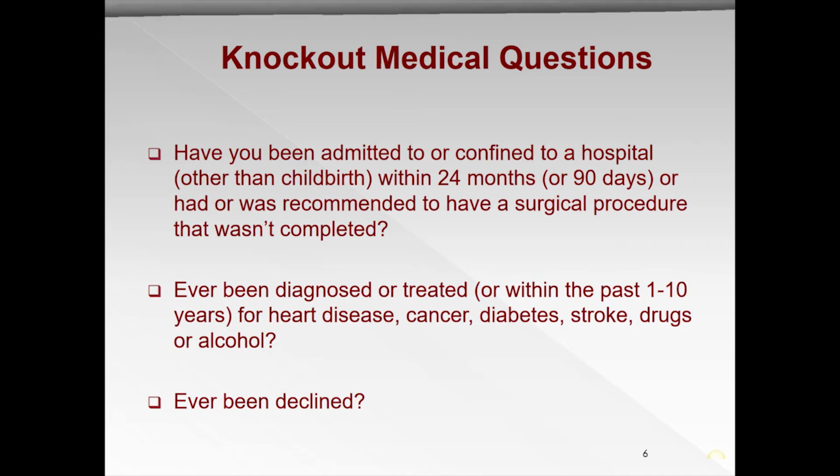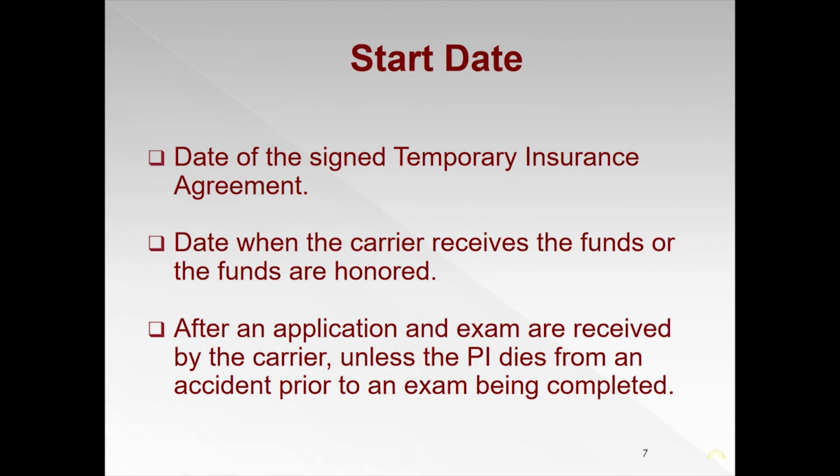Every temporary insurance agreement has a start date, and it's going to vary by carrier, but the agreements are going to read something like this. The start date might be the date of the signed temporary insurance agreement. Another possible start date is when the carrier receives the funds with the application and those funds are honored by the bank. Another carrier may say that after the application and the exam are received by them, unless the proposed insured dies from an accident prior to the exam being completed, that's when the temporary insurance agreement will start. So again, it's going to vary by carrier, but this is a pretty good idea as to what the start date looks like.